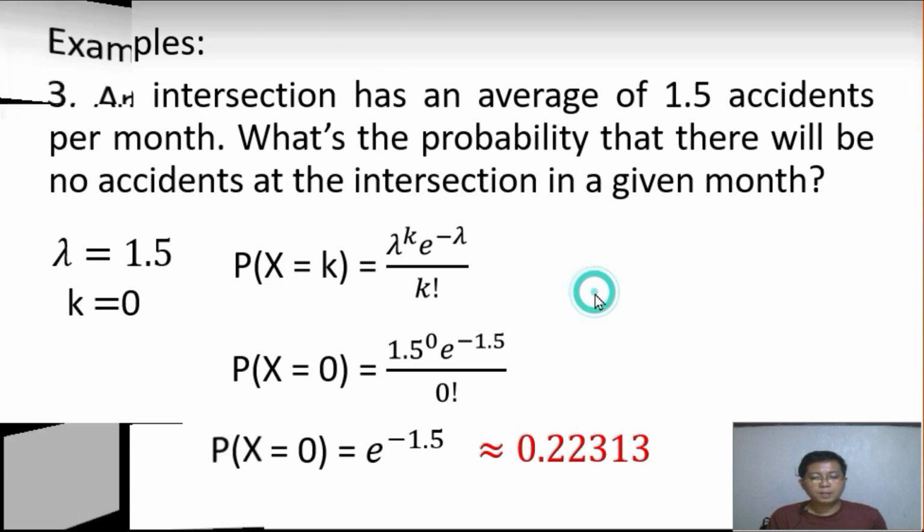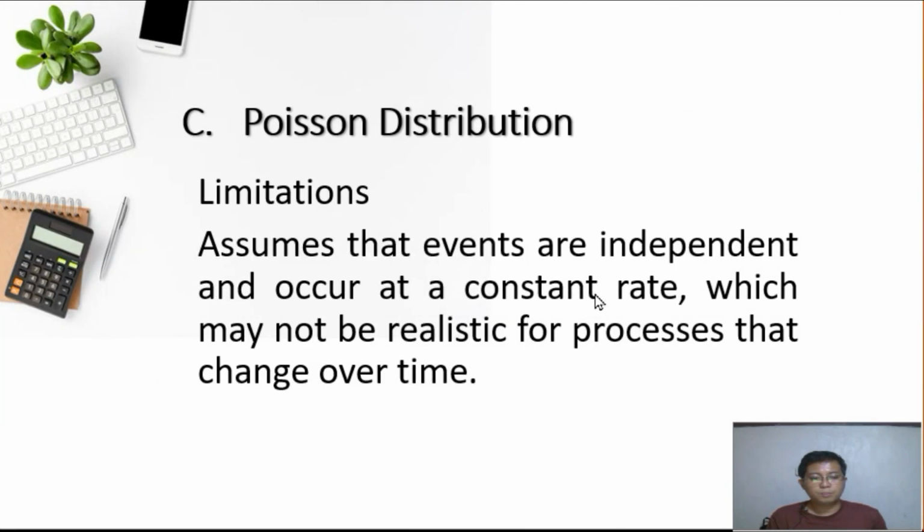What are now the limitations of the Poisson distribution? The Poisson distribution assumes that events are independent and occur at a constant rate, which may not be realistic for processes that change over time. So this type of distribution only assumes that events occur at a constant average rate over time.